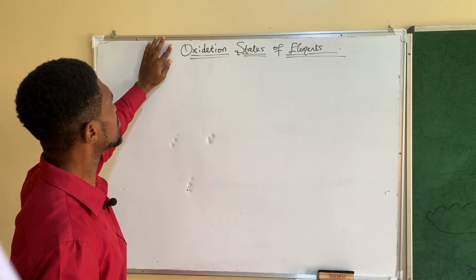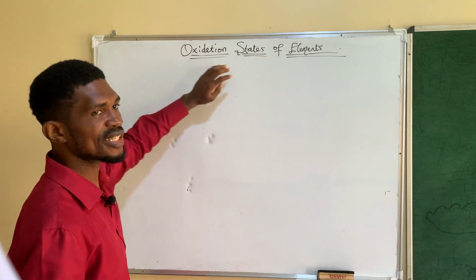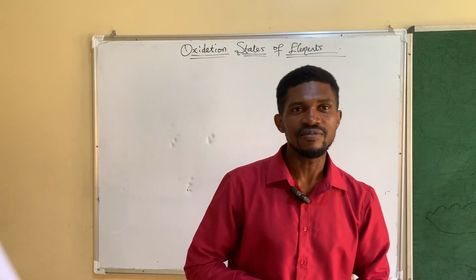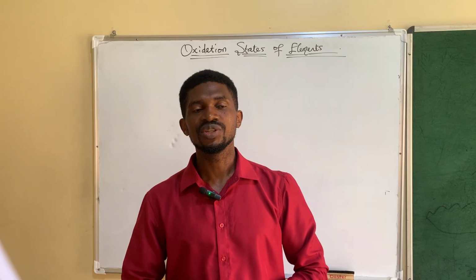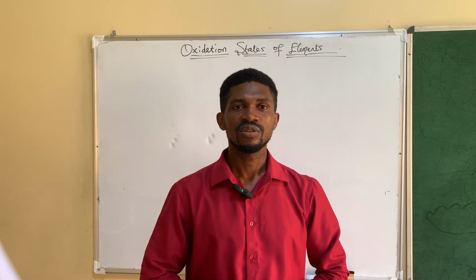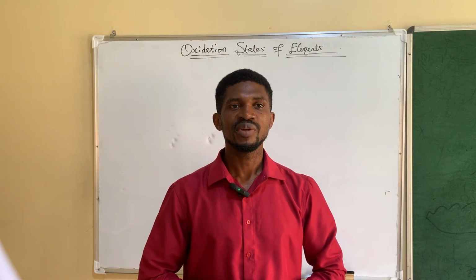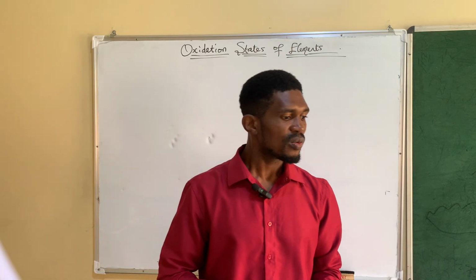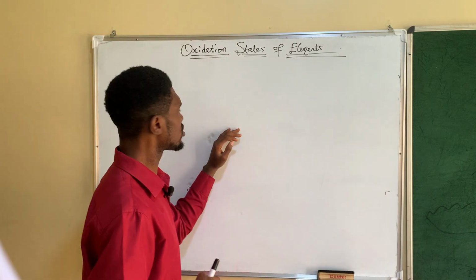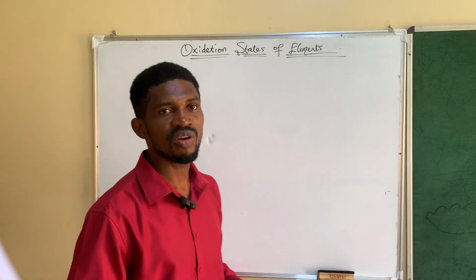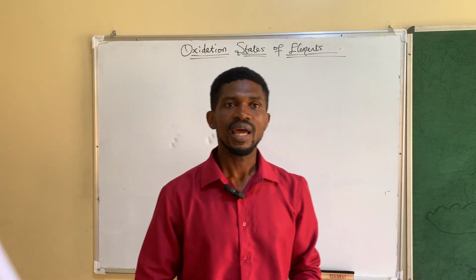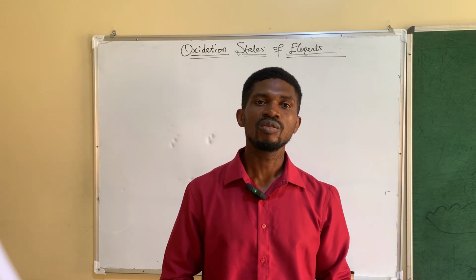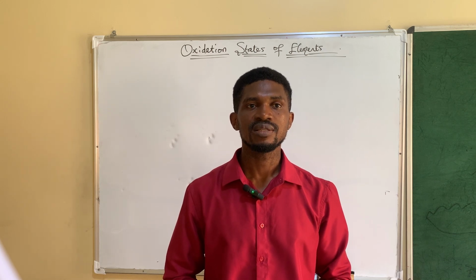So today we are going to be discussing the oxidation states of elements. In order for us to understand it very well, I'm going to be using the electronic configuration of atoms to explain this in a way that all of us will understand. First, you need to know the atomic number of each of these elements. I'm going to be explaining the oxidation states of elements from 1 to 20.